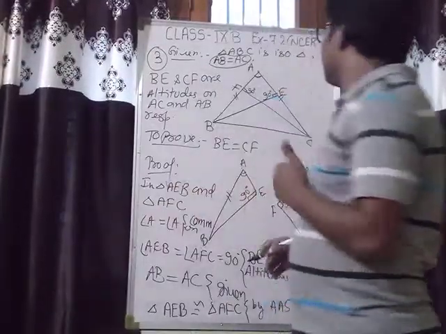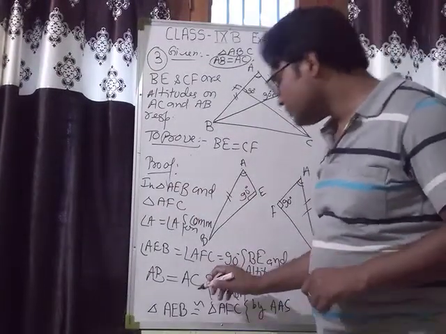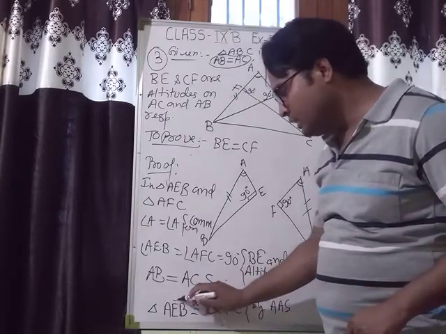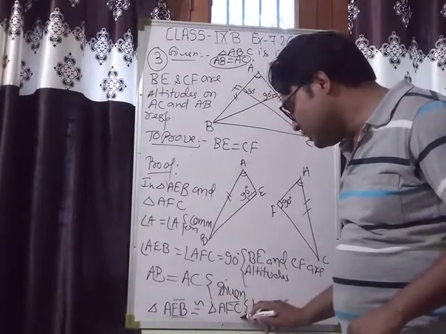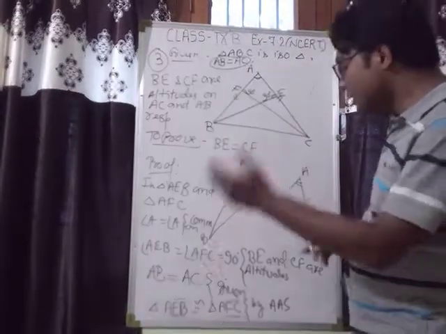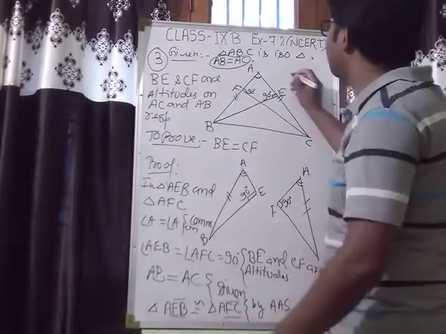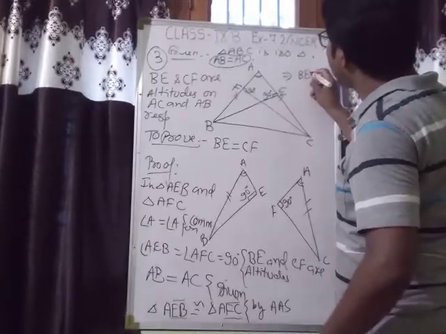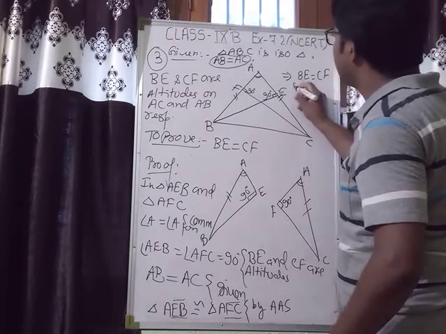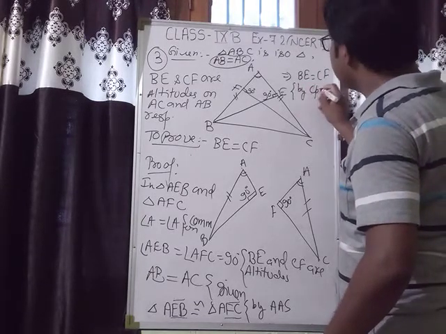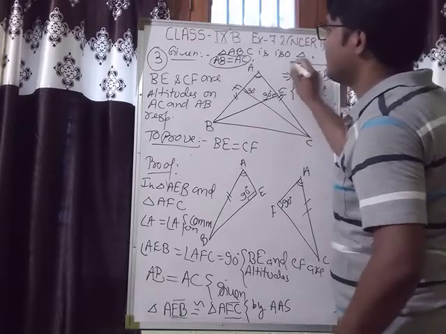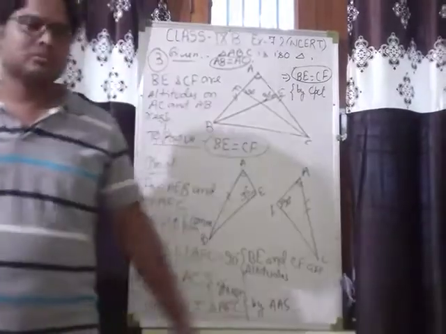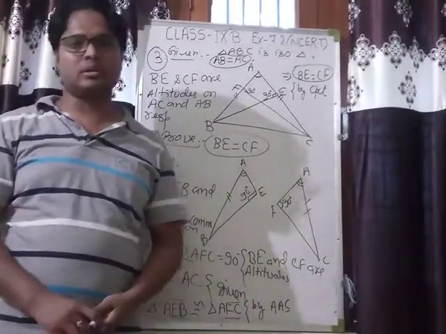From here we can conclude that BE and CF are corresponding sides, and when two triangles become congruent, their corresponding sides will be equal. So I am going to write here BE equal to CF by CPCT, and this is what we had to prove, that BE and CF will be equal altitudes. So that is the proof of question number 3.